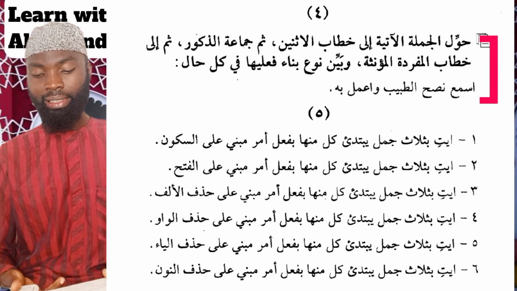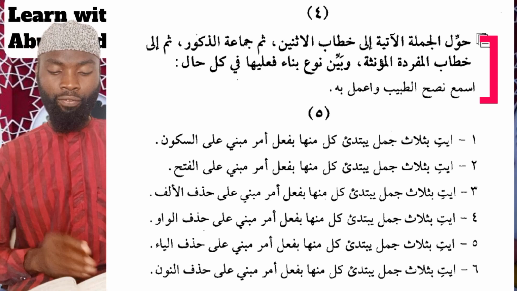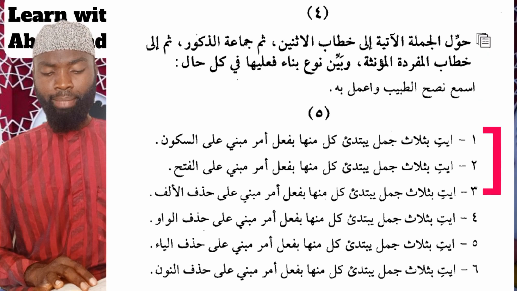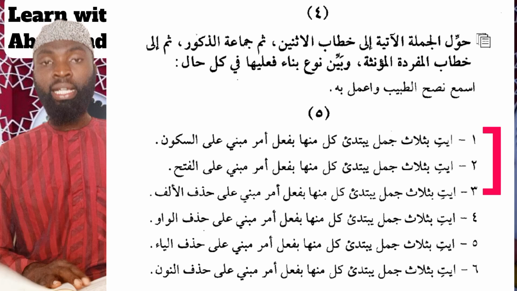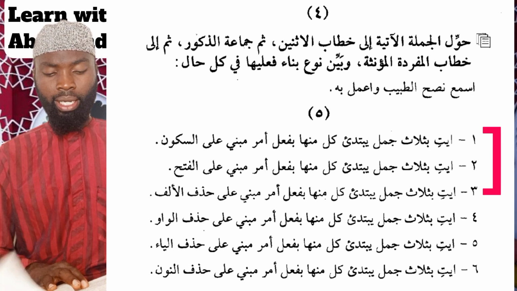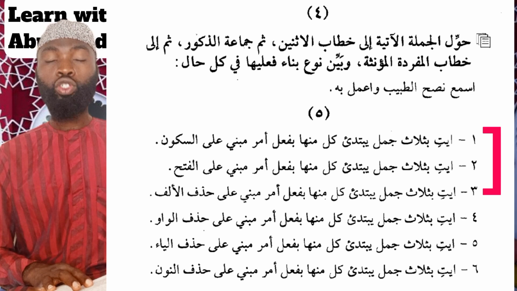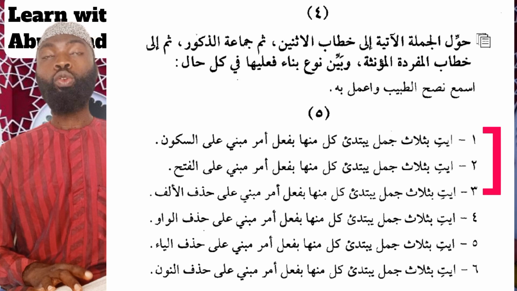These are the answers. Tamrin al-Khamis, section number 5. The first one says iti bi thalathi jumalin yabtadi'u kullu minha bi fi'li amrin mabni ala sukun. Form 3 sentences. Each of them should begin with a command tense which is built upon sukun. So how do we form these?